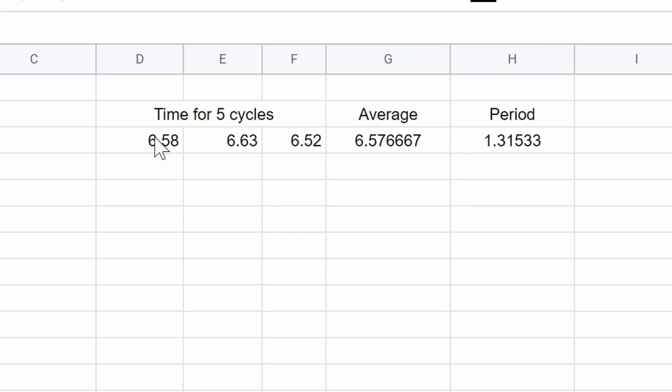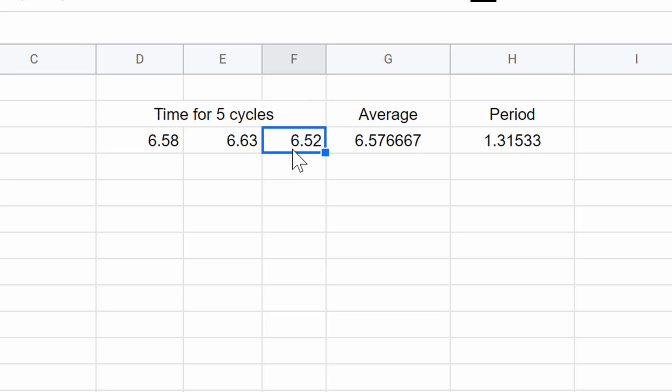So what I did is measured the time for 5 cycles. And I got 6.58 seconds to complete 5 cycles with a length of 0.45 meters. Then I repeated it, and I got a little bit different number this time, 6.63. And then I repeated it a third time, and I got 6.52.